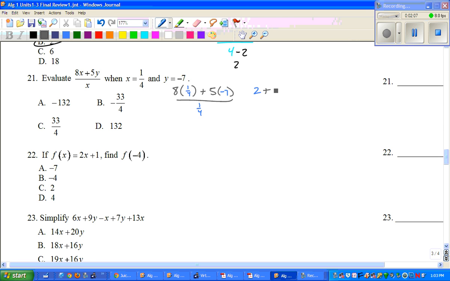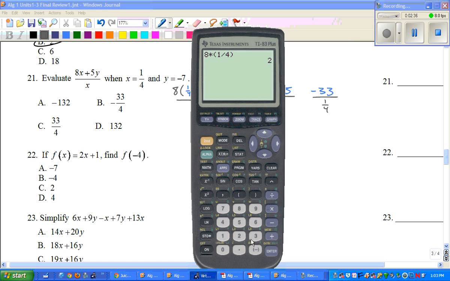Okay? And that's 2 plus 5 times negative 7. Hopefully you don't need a calculator for that because you guys should know how to multiply positive and negative numbers. All divided by 1/4. The top, 2 plus negative 35, is negative 33, divided by 1/4. And this is where you guys should be thankful that you're not in our Algebra 2 class where you have to do this all by hand. You guys can actually do negative 33, and you are dividing by 1/4.